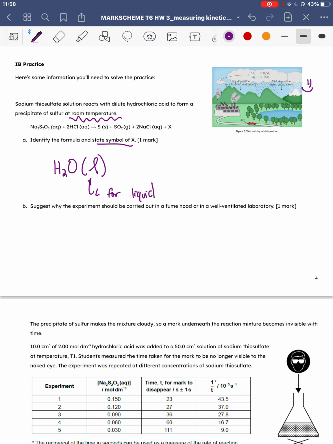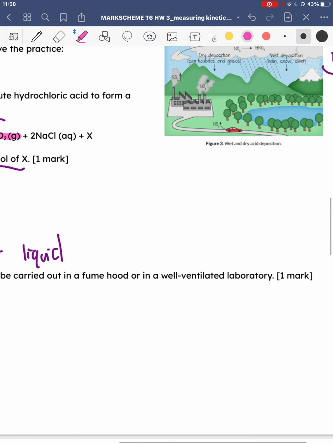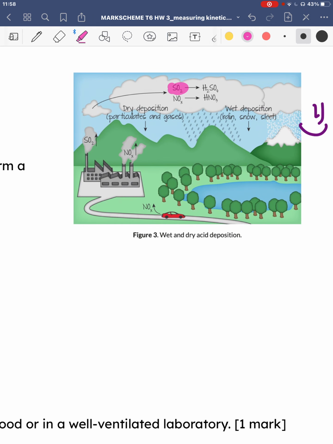All right. Suggest why the experiment should be carried out in a fume hood or well-ventilated laboratory. Well, they said this in the video we watched in class. We can also see it in this picture here. I see that SO2 is produced from power plants. So what does that tell me? It's probably not good for me to be inhaling. It looks like this is some sort of toxic that's produced from power plants, and indeed it is. So that's the problematic piece there.